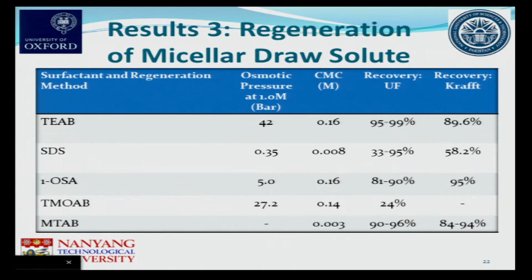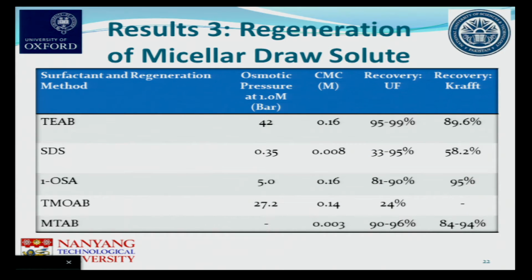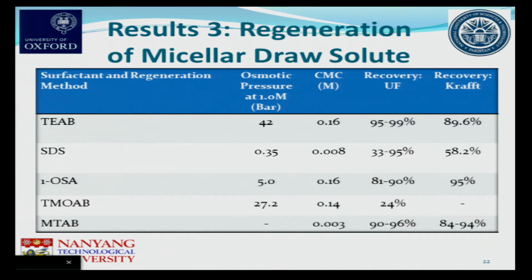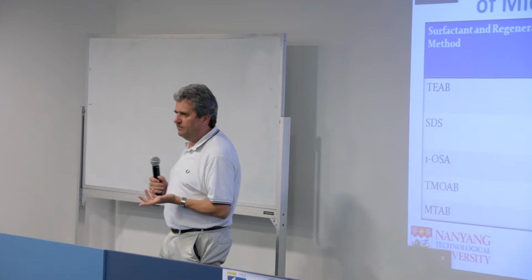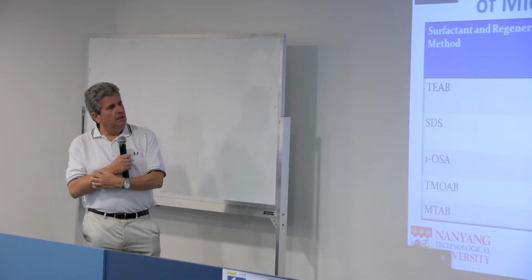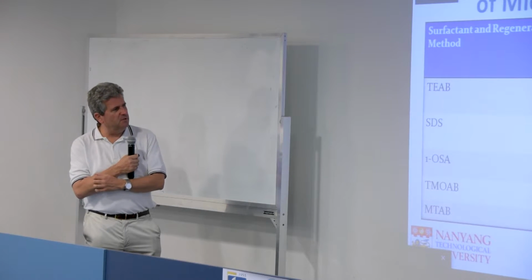If I use TEAB, which has a slightly higher molecular weight, I can recover up to 90% or 99%. So that's working even better, as is the case for the OSA, whereas the TOMAB doesn't work very well at all. I think the point is that if you use this Kraft phenomenon, you can recover quite a lot of those molecules, but it's not perfect. So we have some distance to go on this. We haven't really got to the high recoveries we'd like, but it seems to work reasonably well.